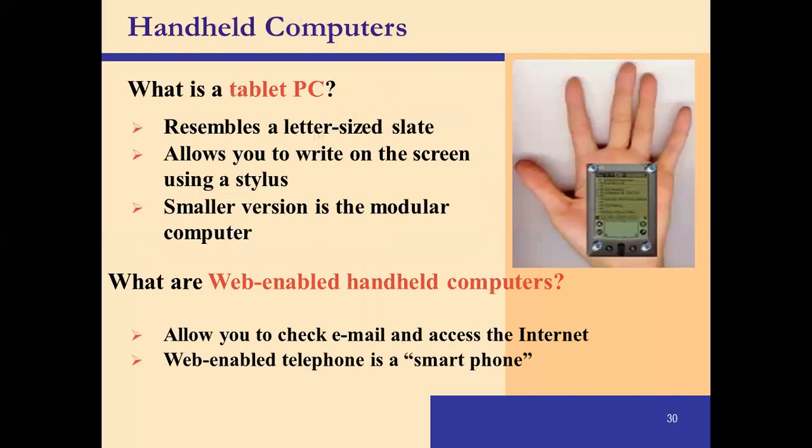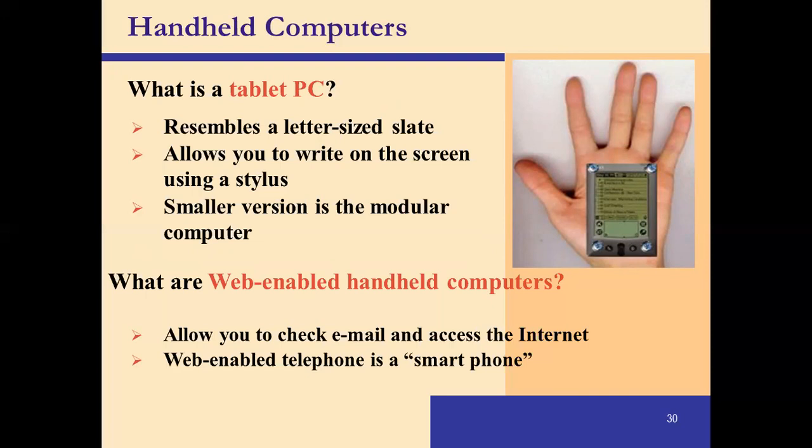Okay, next is the tablet PC, a handheld that resembles a slate. These are very small slate kind of things. It has a stylus so that you can write upon it. A stylus is basically a pen-like device that is used to write on your screen. It is a smaller version of a modular computer.